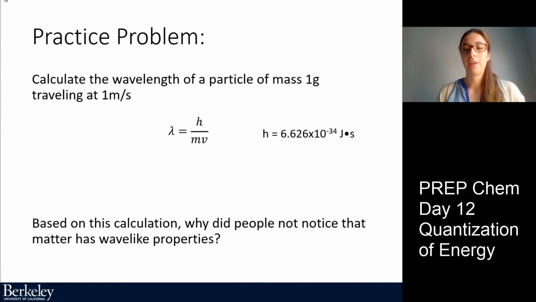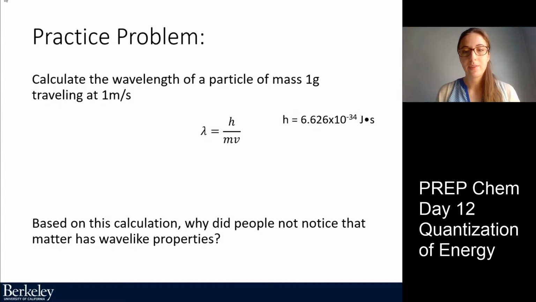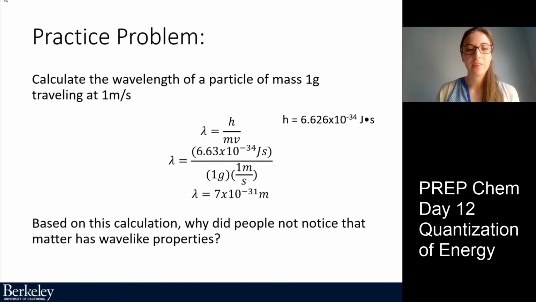Okay, so we'll go ahead and go over this example problem. Using these equations, we know Planck's constant and we're given the mass and velocity of your particle. So you would substitute all of those factors into the equation and that would allow you to calculate the wavelength. So you would get a wavelength of 7 times 10 to the minus 31 meters.